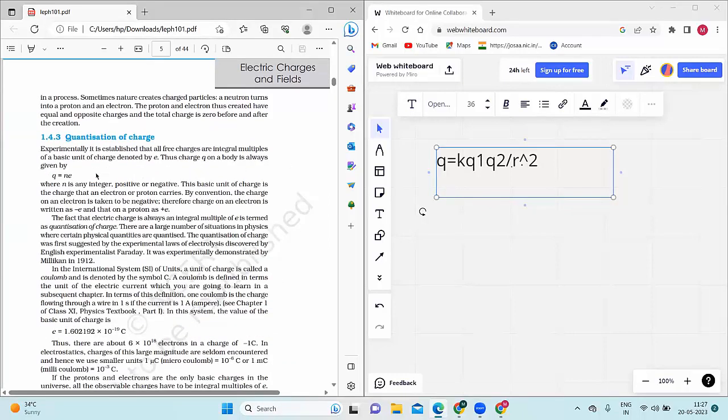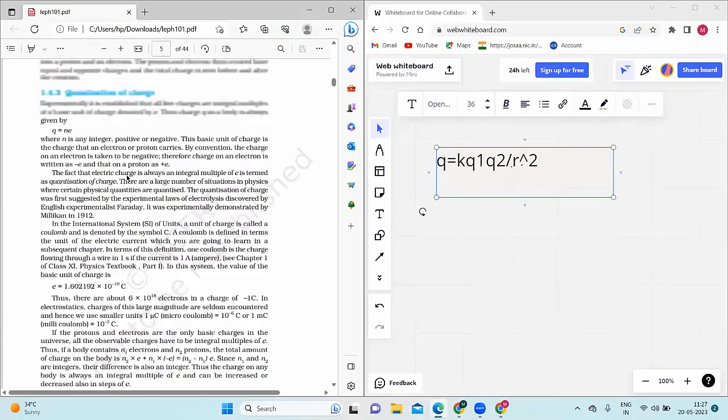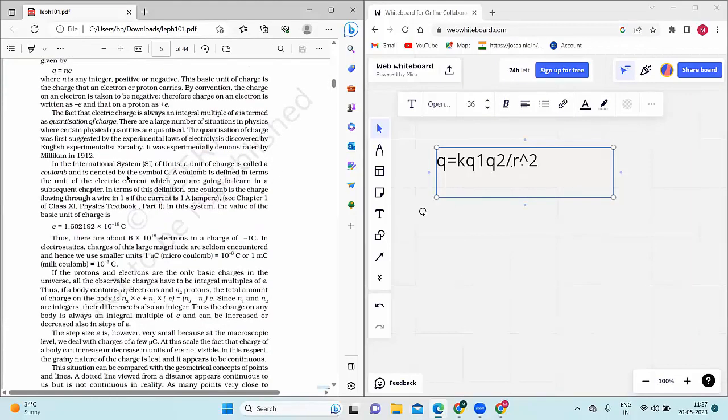Quantization of charge. Whatever object has a charge, it is an integral multiple of the basic unit of charge. The basic unit of charge is the charge of an electron. Electron is the basic charge in the world. Every body has an integral multiple of the charge of an electron. That is quantization of charge.